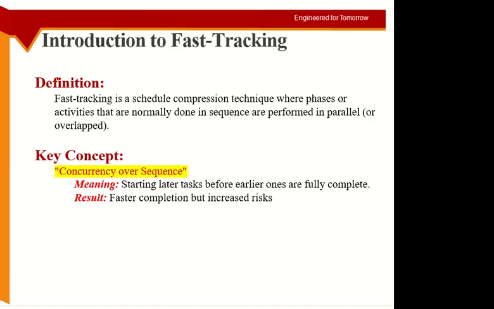What it means is I will not wait till the end of the first activity to start the next one. I will start it before the end of the first activity. This is called concurrency. Concurrency means that you are doing them in parallel, or some part of these activities is happening in parallel. The opposite of that, the normal one, is sequencing. So we have concurrency and we have sequencing.